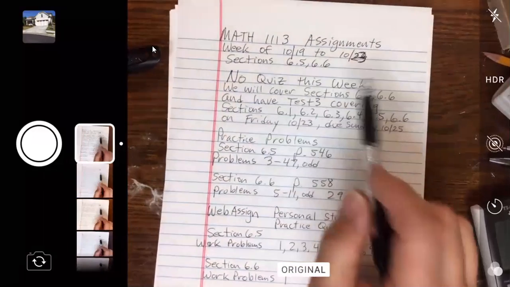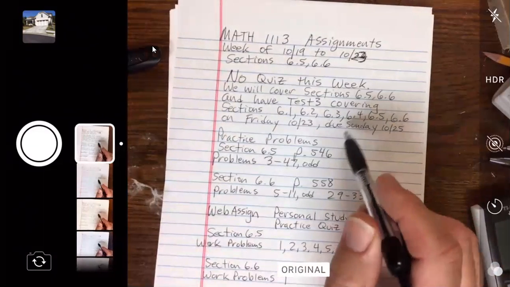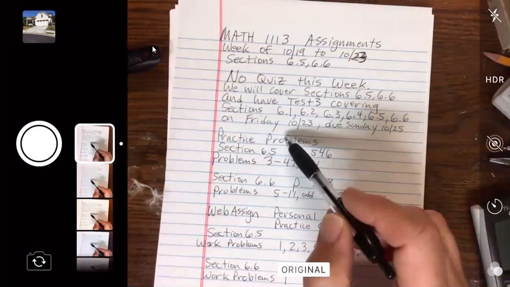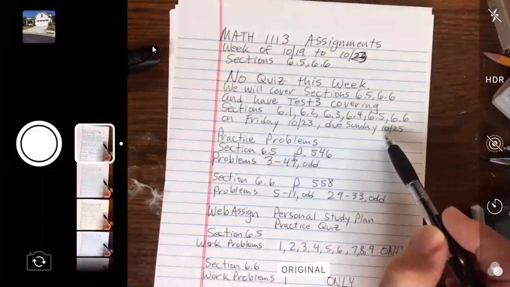There's going to be no quiz this week. We're going to cover section 6.5 and 6.6. And we have test 3 covering all of chapter 6 then on Friday, due Sunday.